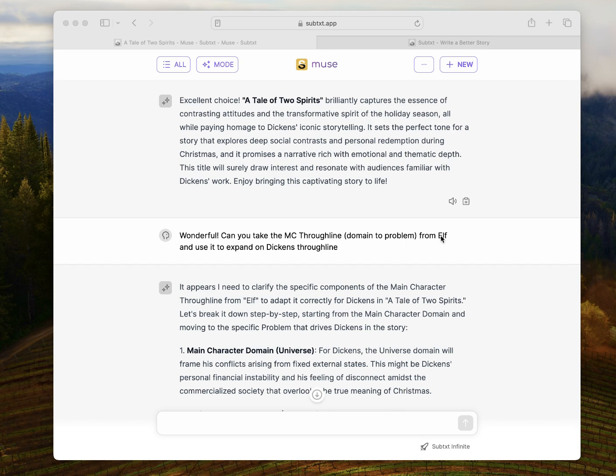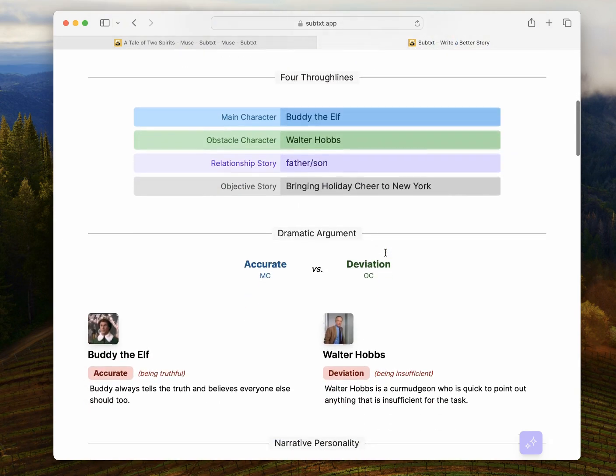But again, I'm using the story form from Elf. So it's the narrative construct of Elf, but it doesn't have any of the storytelling that's in Elf, right? So it's not Buddy, it's not written, it's not on the log line, it's not on the actual script. All it's doing is drawing from this story form here.